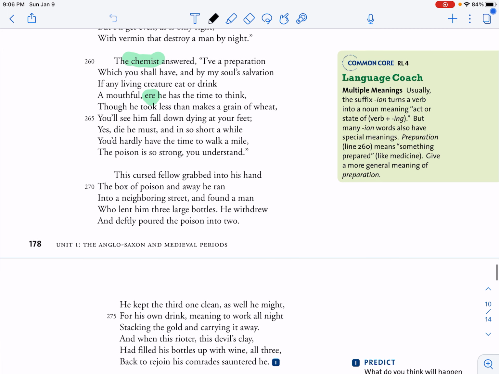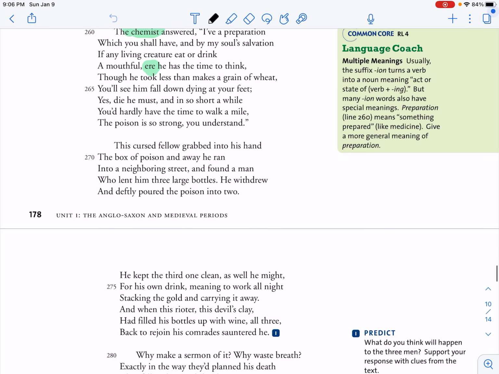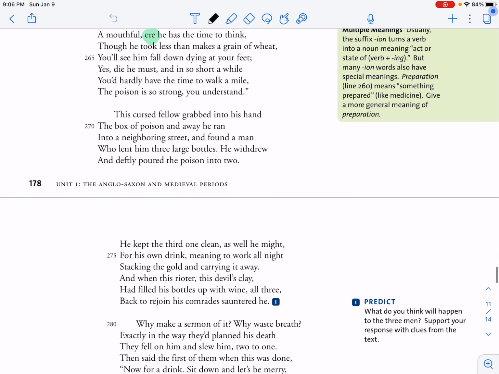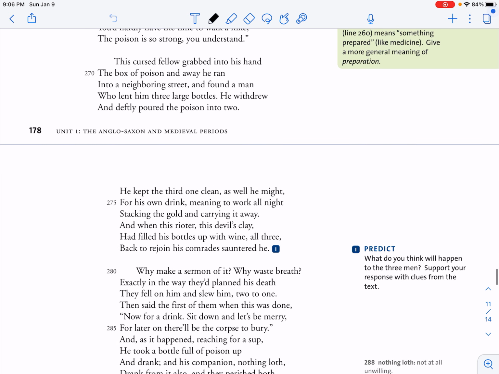The chemist, which is the apothecary, today known as a pharmacist, the chemist answered, I have a preparation which you shall have, and by my soul's salvation, if any living creature eat or drink a mouthful ere he has the time to think, though he took less than makes a grain of wheat, you'll see him fall down, dying at your feet. Yes, die he must, and in so short a while, you'd hardly have the time to walk a mile. The poison is so strong, you understand.